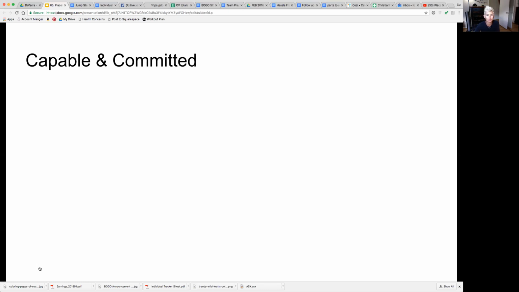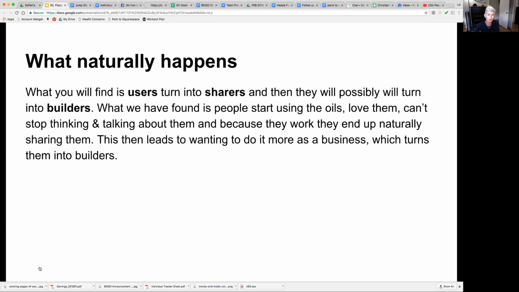So keep that in mind. Okay, so this is what naturally happens and what I found, and actually this is exactly what happened to me: you'll find that users turn into sharers, and then they will possibly turn into builders.